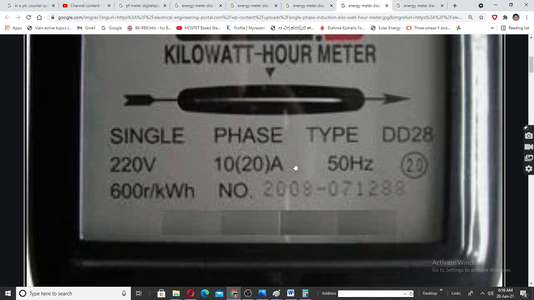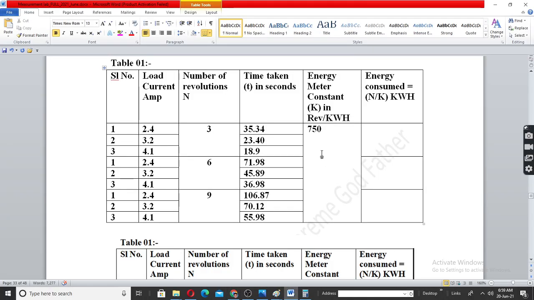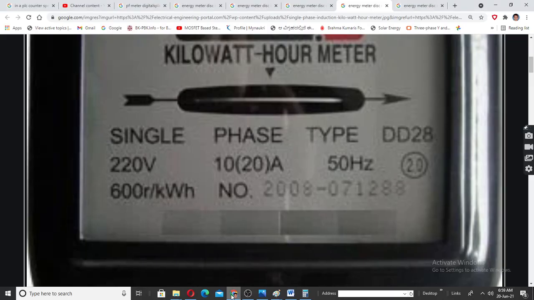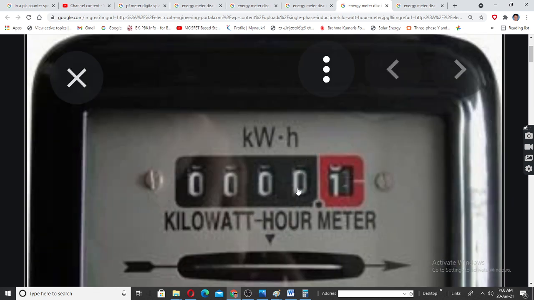the voltage range, current range, frequency, and then the revolutions per kilowatt hour. This is called energy meter constant, revolutions per kilowatt hour. So here we have written R by kWh. Here small r is shown. What does it indicate? When the number of revolutions becomes 600, you will get one reading here.